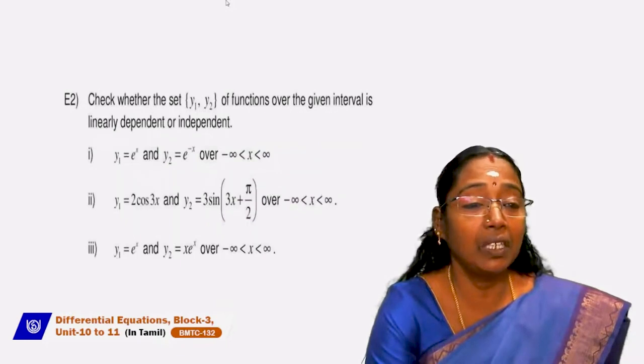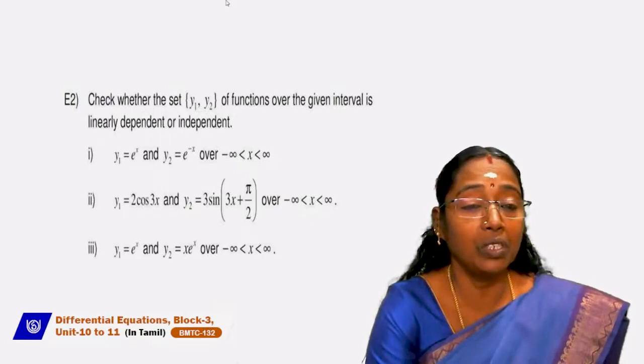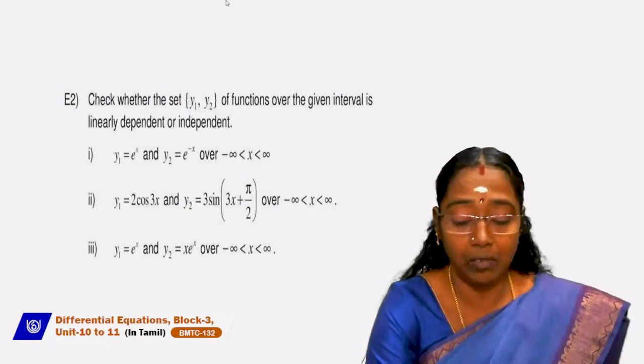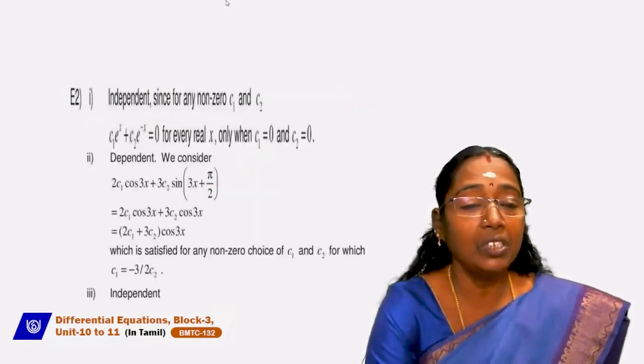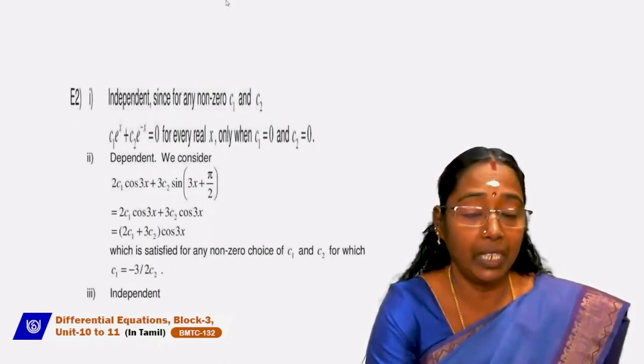Next example: check whether the set y1, y2 of functions on a given interval is linearly dependent or independent. First example, y1 equal to e^x, y2 equal to e^-x in the interval minus infinity to plus infinity. First, you write a linear combination, namely c1 e^x plus c2 e^-x equal to 0 for every real x. This equation is satisfied only when c1 is 0 and c2 is 0. If c1 and c2 are 0, then the given functions are linearly independent.